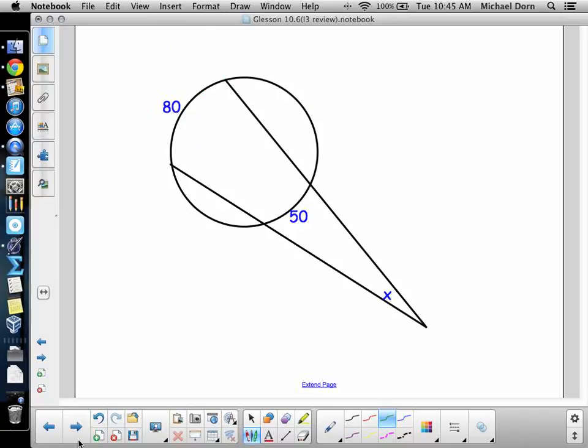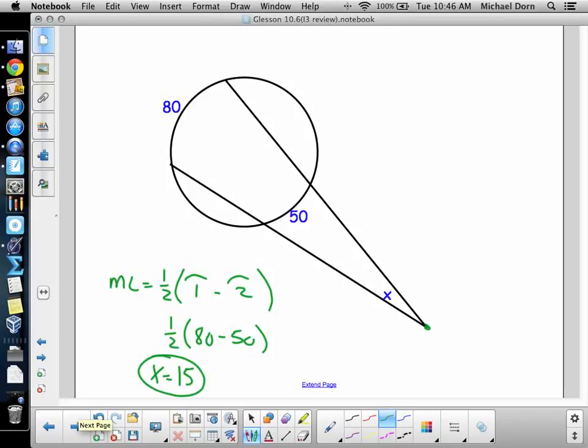Okay, now the angle is outside the circle, so my formula is the measure of the angle is 1/2 the difference of the arcs. Got to be bigger minus smaller. This one I know both arcs, so it's 1/2 80 minus 50. 80 minus 50 is 30. Half of 30 is 15. And again, that's a pretty easy one because we just have to plug it in the formula, straight up numbers, stuff like that.